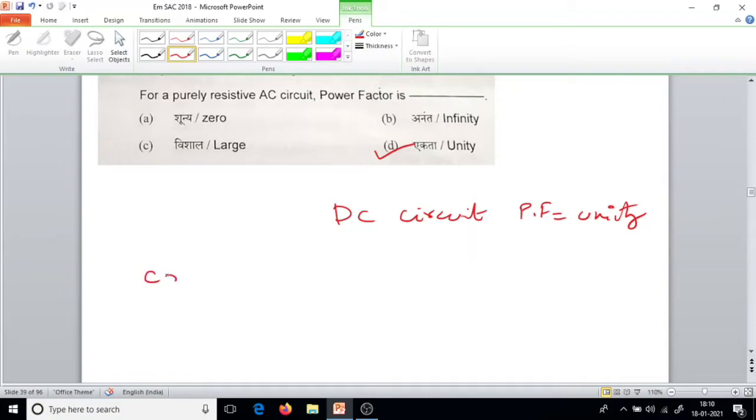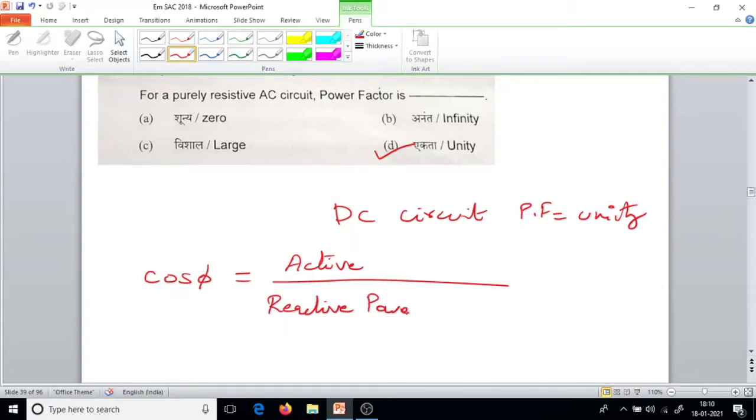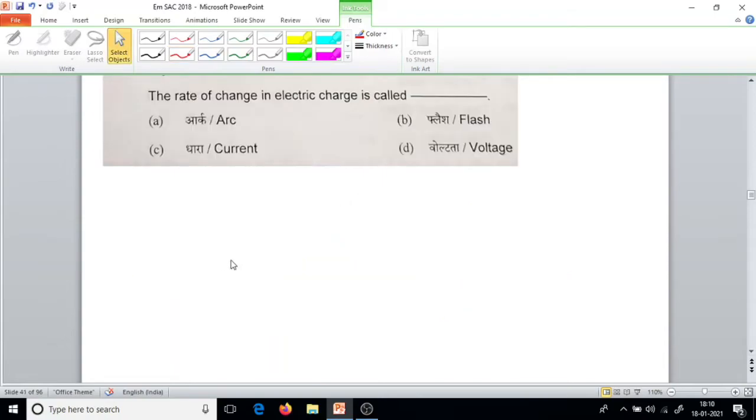Now what is power factor? That is represented by cos phi. Cos phi equals active power divided by reactive power plus active power. That is the power factor, which can also be expressed in terms of resistance and impedance as R by Z. That is the power factor equation. So we'll go to the next question.